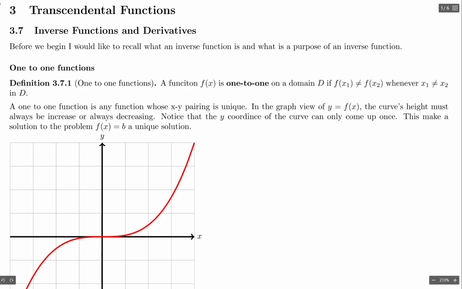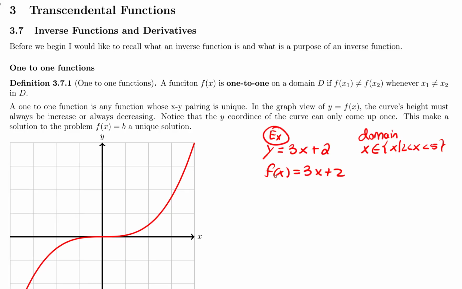Our first tool for transcendental functions, our first unit, is the derivative of inverse function. And here we'll give a little context for inverse functions by recalling a property that some functions have, which is called one-to-one. So generically, you can think of a function as being an input-output machine with a y value as its output and x value as its input.